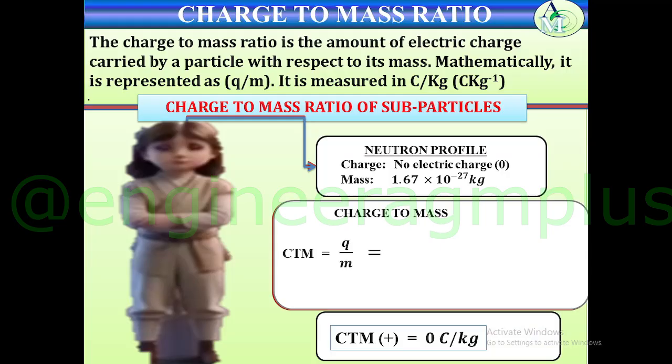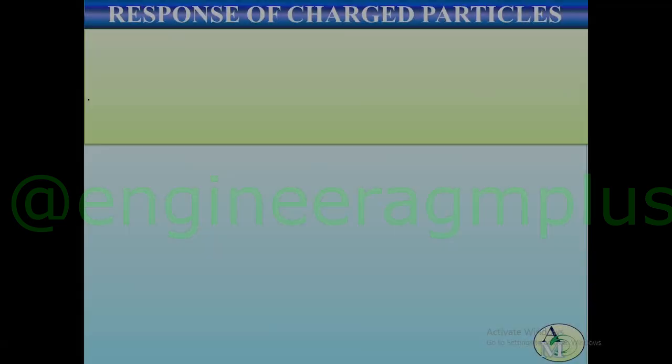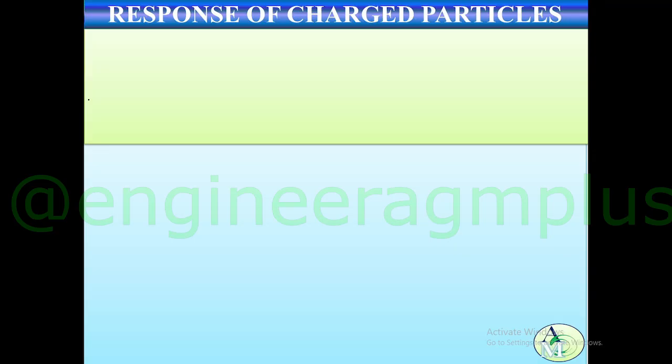What does this really imply? Response of charged particles to what? To electrical and magnetic forces. In reality, the charge to mass ratio shows how fast an atomic subparticle reacts to electric and magnetic forces.